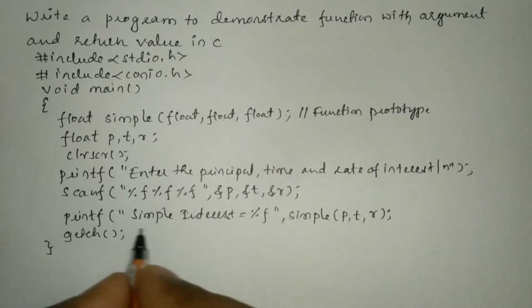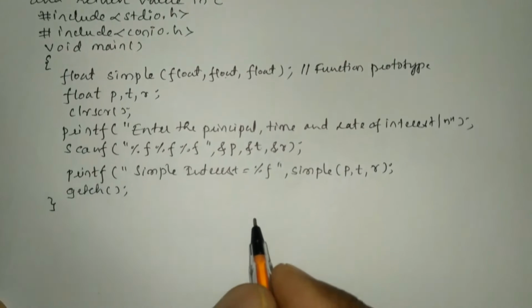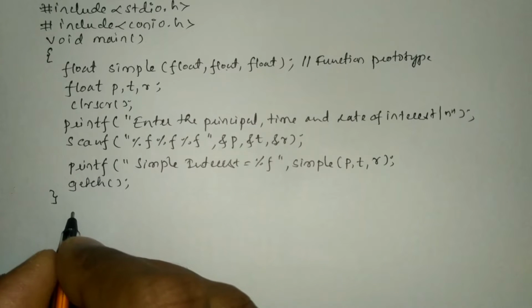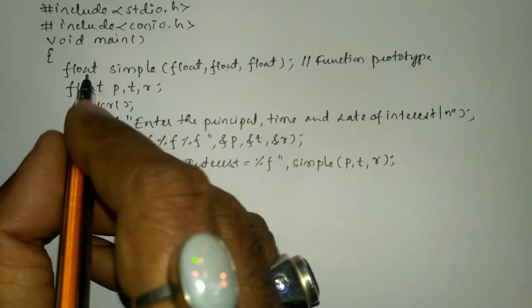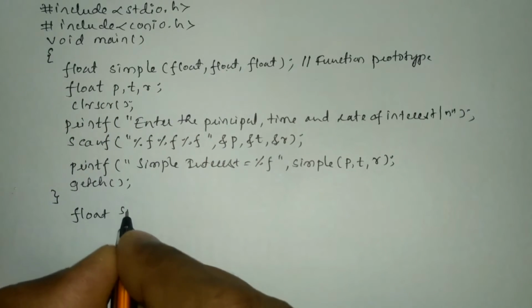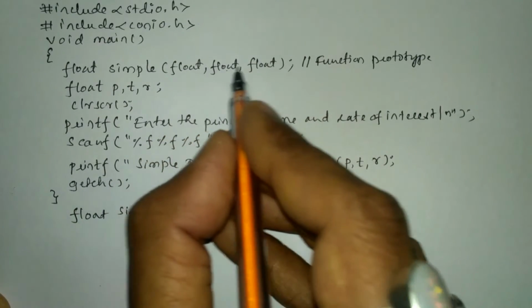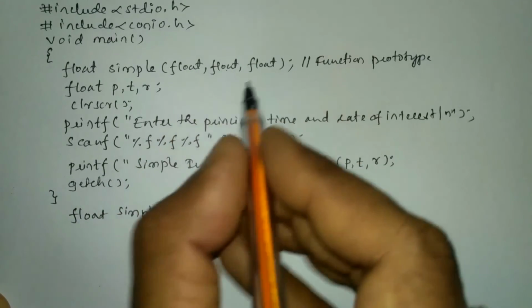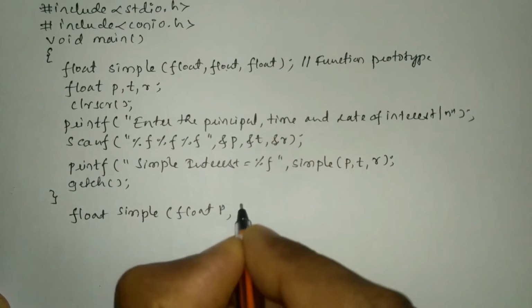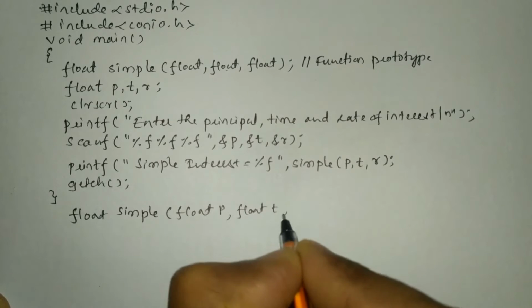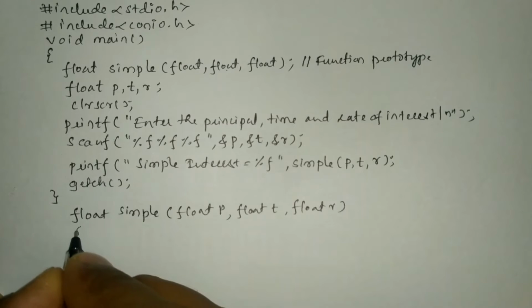Now we have to define this particular function. So let us write here first the return type float. Here you can see simple is the name of the function, and inside of the round bracket we have written float comma float comma float. Here we have to mention the variables. Here I'm going to write float p comma float t comma float r and curly open brace.